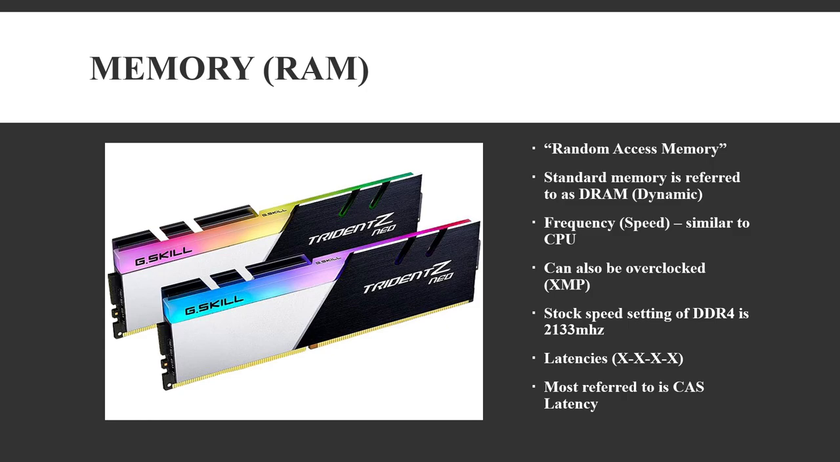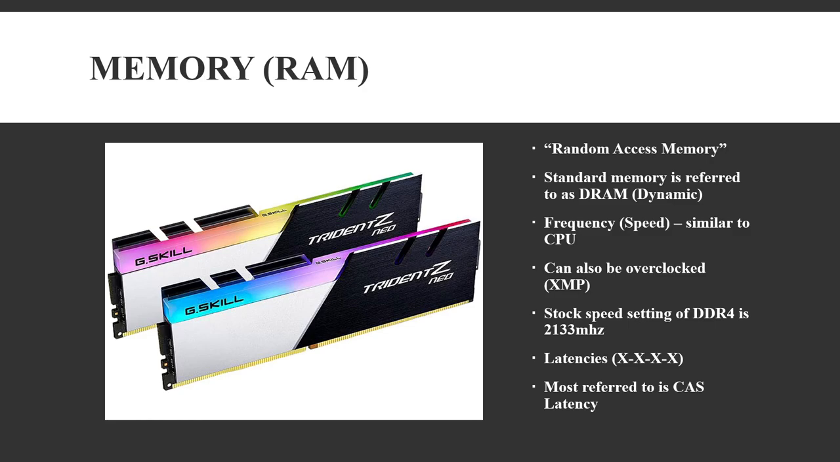Now, what do I mean by rated speed? Okay, your memory has a rated speed. So for example, you might buy a kit that says it's rated for 3000 megahertz, but actually the stock speed setting of all DDR4 is 2133 megahertz. So if you don't go into your motherboard's BIOS and set it to 3000 megahertz, it's going to be sitting there running at 2133.